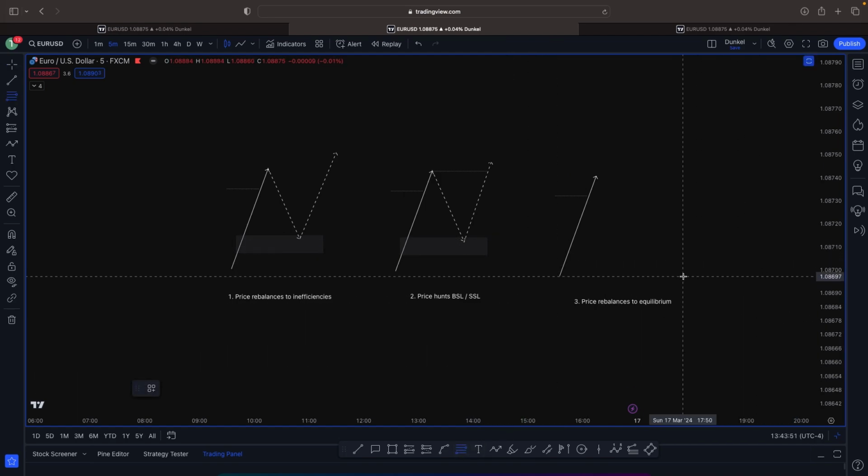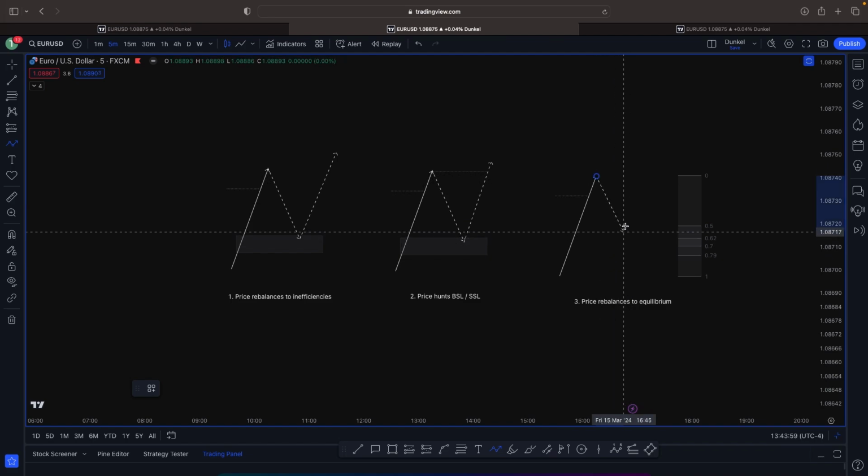In this case, we can draw the Fibonacci retracement to show us the equilibrium, and price would either return to a PD array in the equilibrium of the range or even further into the OTE before continuing higher.